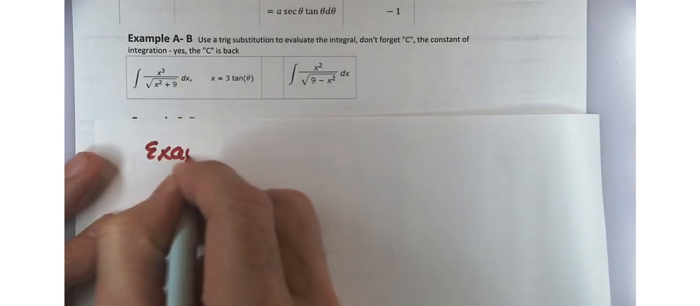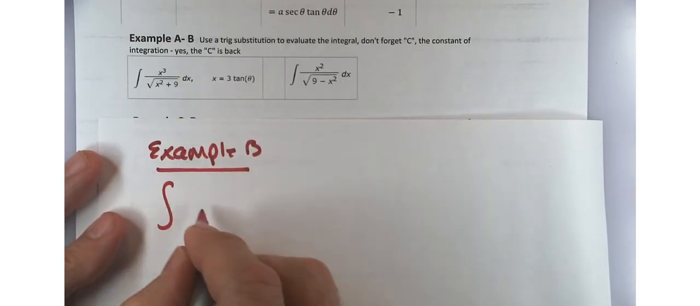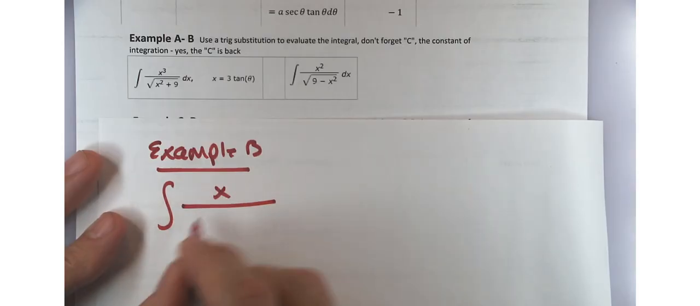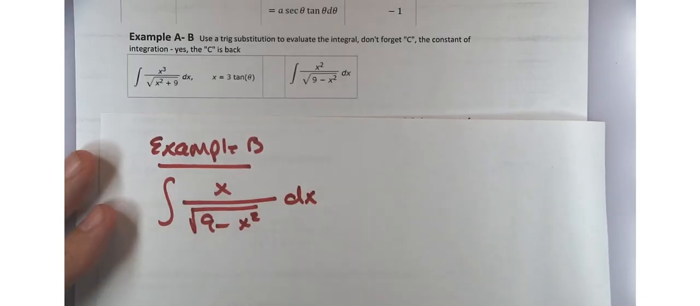All right, so example B. The integral of x squared over the square root of 9 minus x squared dx.